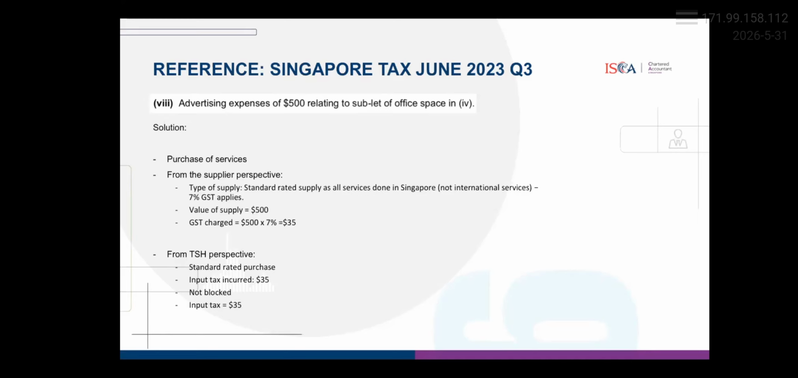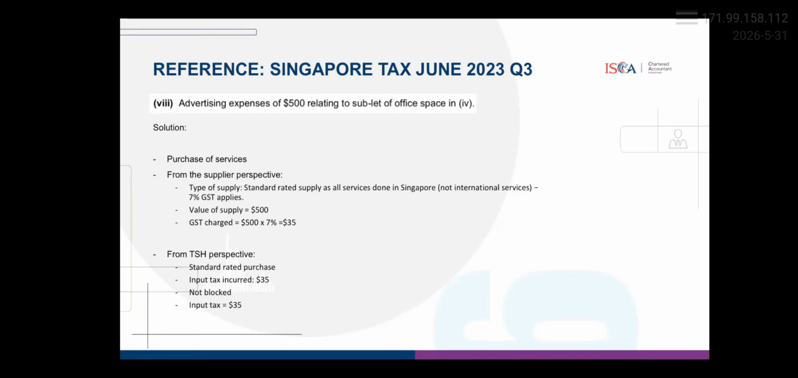Now let's take a look at an expense, a purchase. This is an advertising expense of $500 relating to the sublet of office space that we talked about just now. This is a purchase of service, and therefore we have to shift away from the logic that we talked about just now, which is a sale. Now we're looking at the service purchase.